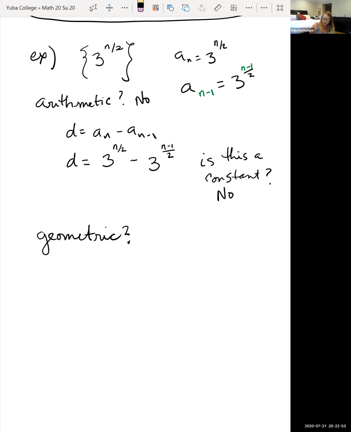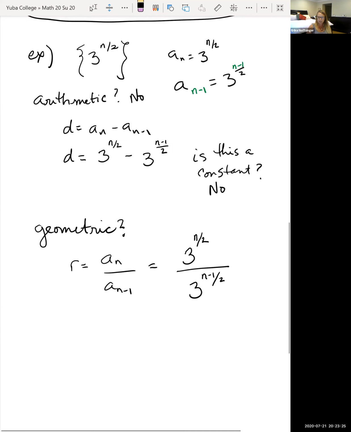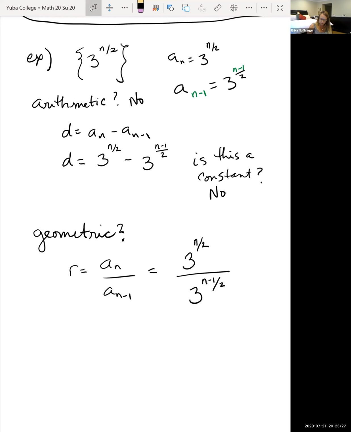If it's geometric, r would be a sub n divided by a sub n minus 1. We would get back a constant when we did that. So my a sub n term, which was given, is 3 raised to the n divided by 2 power, all divided by a sub n minus 1, which is 3 raised to the n minus 1 over 2 power. Now we need to use rules of exponents. We have the same base, 3, and division, so we subtract the exponents and keep the base the same.